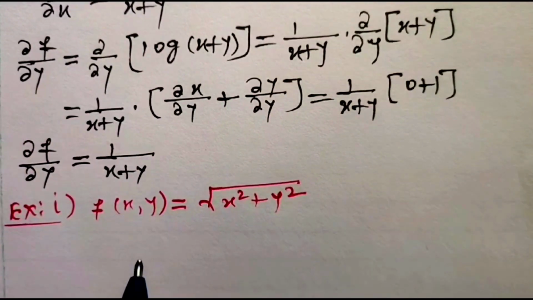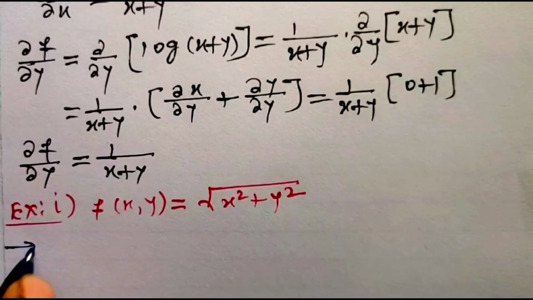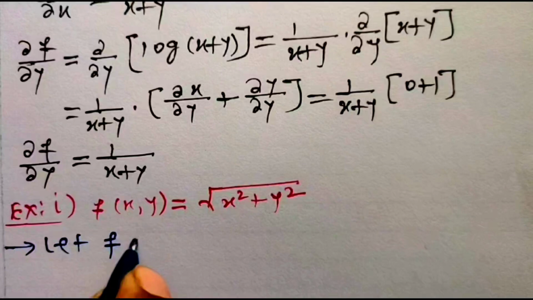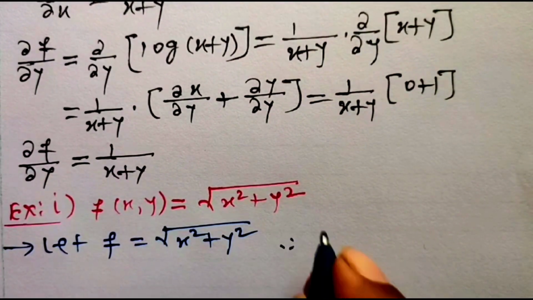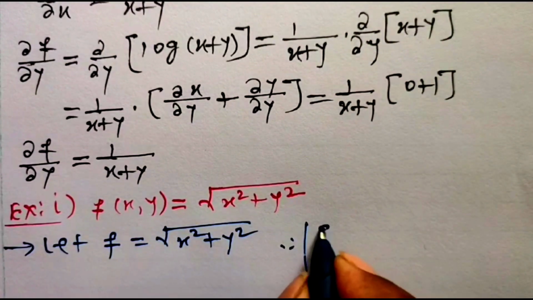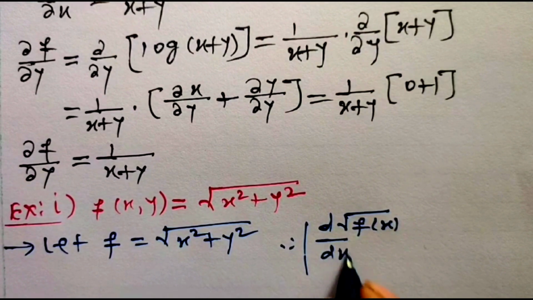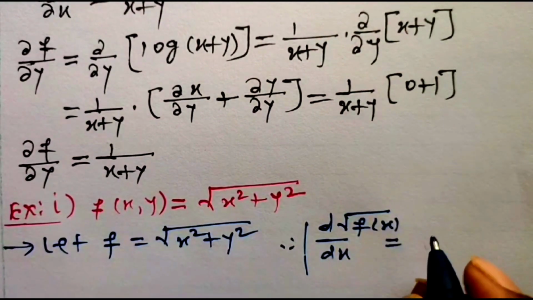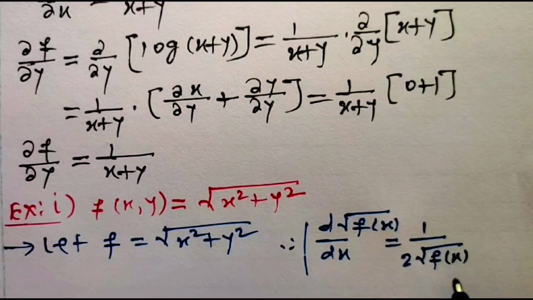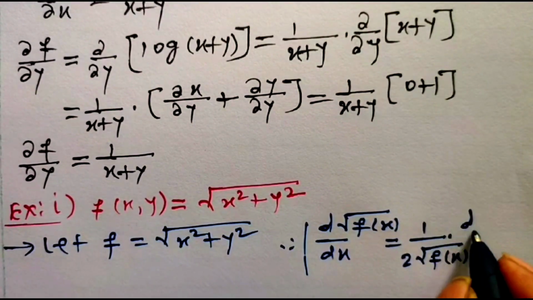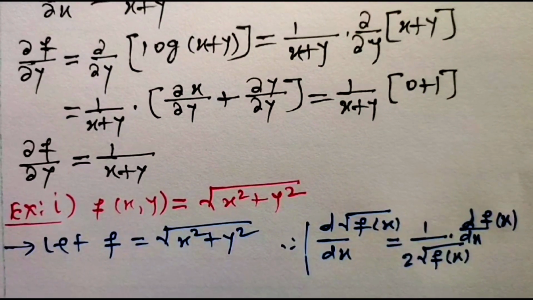Let us solve the next sum. f of x comma y is equal to square root of x square plus y square. Let f is equal to square root of x square plus y square. Now you must know this formula. The derivative of square root of f of x with respect to x is equal to, the derivative of root x is 1 upon 2 root x, so this is 1 upon 2 root f of x into the derivative of f of x with respect to x. This is the formula, so we can apply this one.